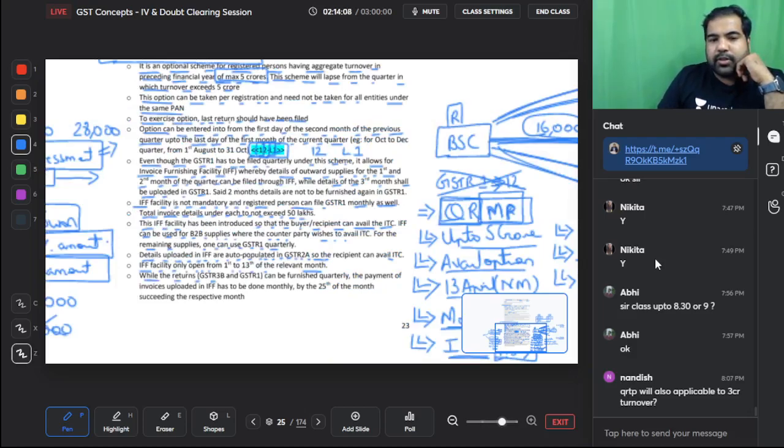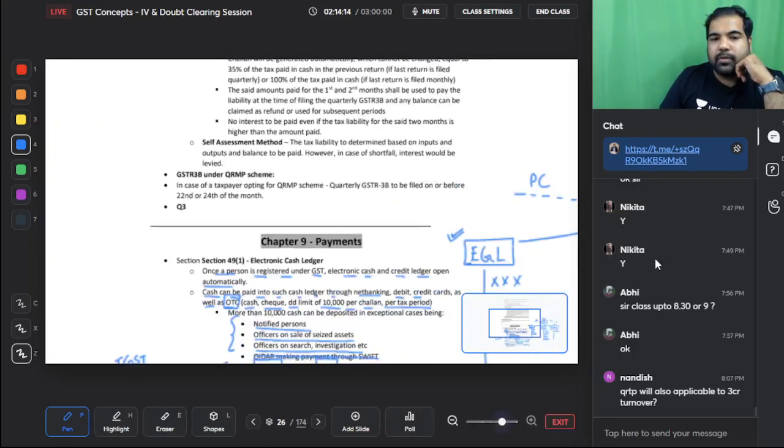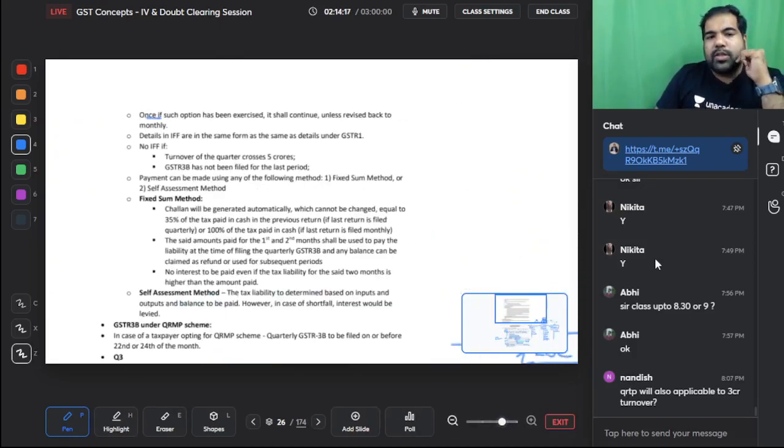While the returns can be furnished quarterly, the payment of invoices uploaded in IFF has to be done by the 25th of the month. Once this option is exercised, it shall continue unless revised back to the monthly option. Details in IFF are in the same form as the details given in GSTR1, that is, you have to put invoice-wise details. Guys, this facility will not be given to you if your turnover crosses 5 crores or if you don't file your return.